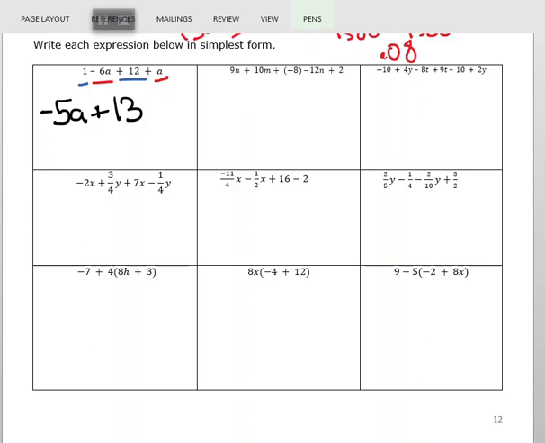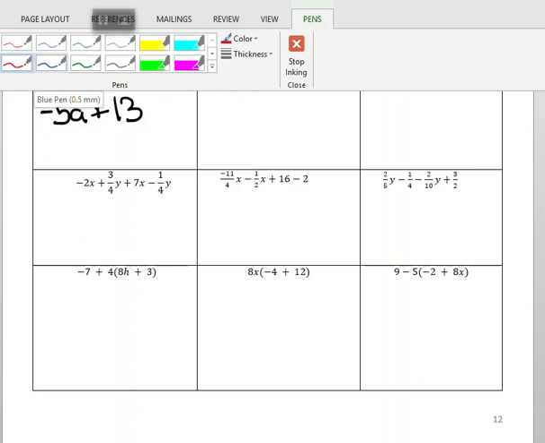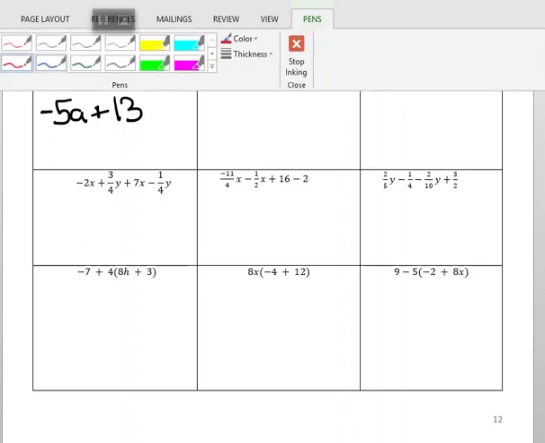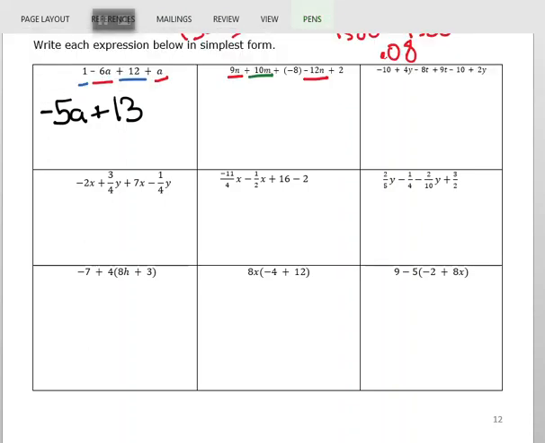Moving over here, all right, I can combine 9n and I can combine negative 12n. All right, it looks like I have two variables here. I can combine 10m with nothing. I don't have another m here. And then I have my constants. Do those in blue. I have my negative 8 and my positive 2.